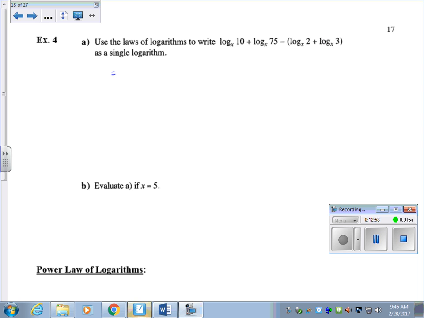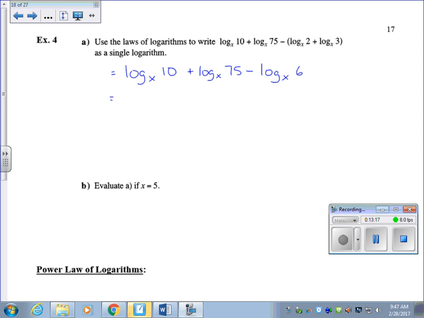So brackets, you always do what's in the brackets first. So we'll leave the log base x of 10 plus log base x of 75, and we're going to subtract off log base x of 6, because this is addition, so it's 2 times 3.